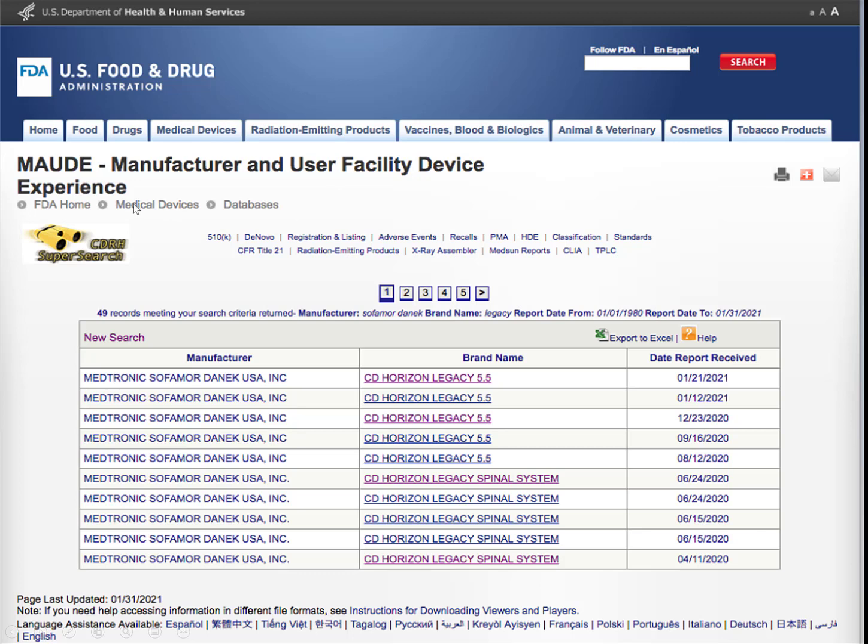So this is the Manufacturer and User Facility Device Experience, MAUDE. And you can go online. This is the Food and Drug Administration. You can go online, and anybody can report any problem with any device. And actually, I did it. This is not the device I used, but I did it on another device. It took about 10 minutes. And then anybody can look up any device and see if anybody has ever made a complaint for a failure. It's really interesting.